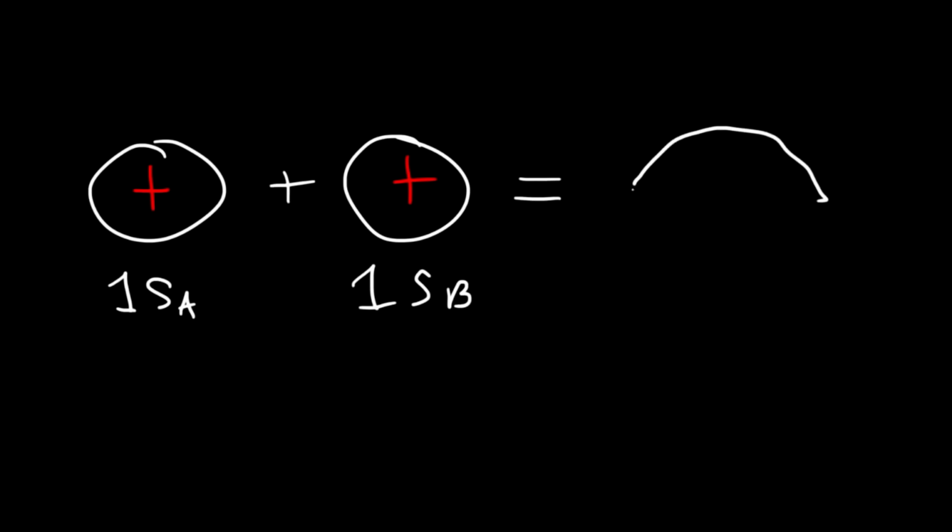So let's say this is the 1s-A orbital and this is the 1s-B orbital. So these two are in phase. If we add them, this will produce a bonding molecular orbital. In the bonding molecular orbital, let's call it MO1, this represents a region of high probability of finding an electron. And the electron will most likely be located in between the nuclei.